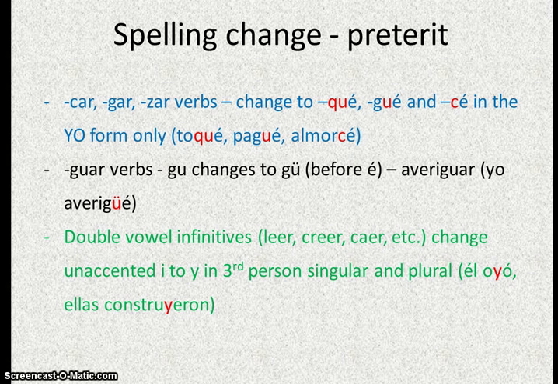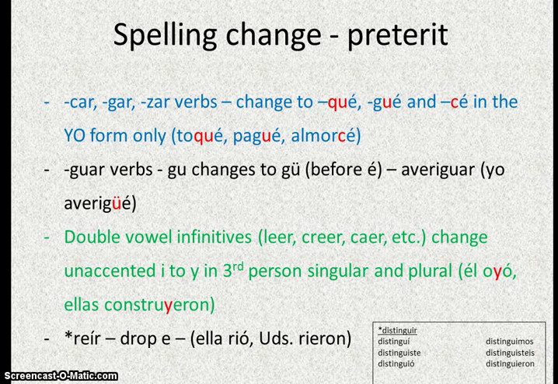Double vowel infinitives, as you can see with leer, a vowel right before the infinitive ending, on creer, same with caer as well, change the unaccented I in the third person, singular and plural, to the letter Y. And verbs like reír are going to drop the E from the stem or the root and will implement the third person endings. So reír in the third person preterite becomes rió and rieron.